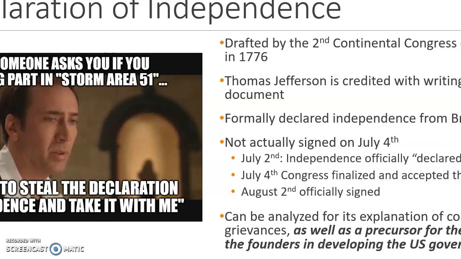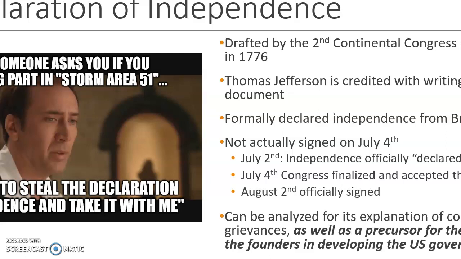And it wasn't actually signed on July 4th, so we celebrate America's Independence Day on July 4th. But on July 2nd, they actually declared independence, and then on July 4th, the Congress finalized and accepted the document that would become the Declaration of Independence, but it actually wasn't signed until August 2nd, so a little tidbit for you there.